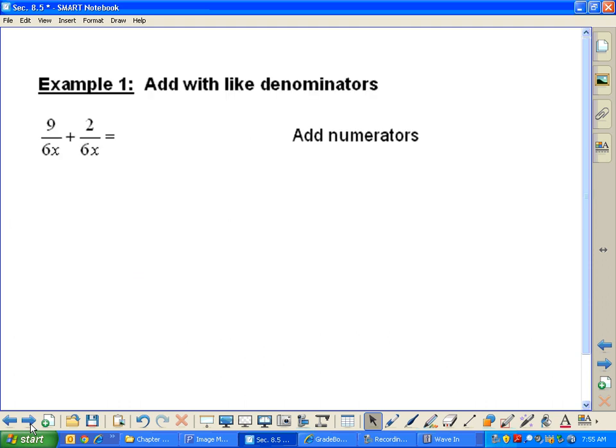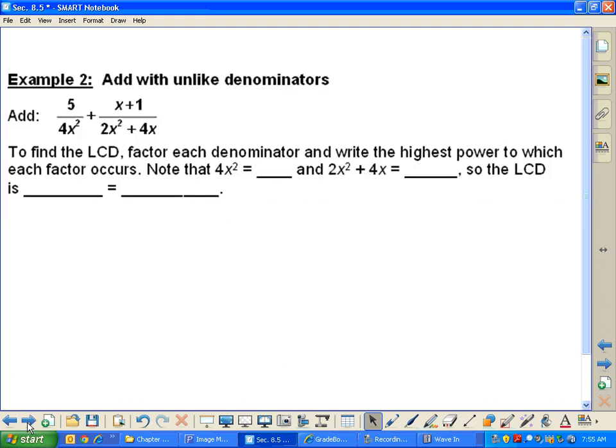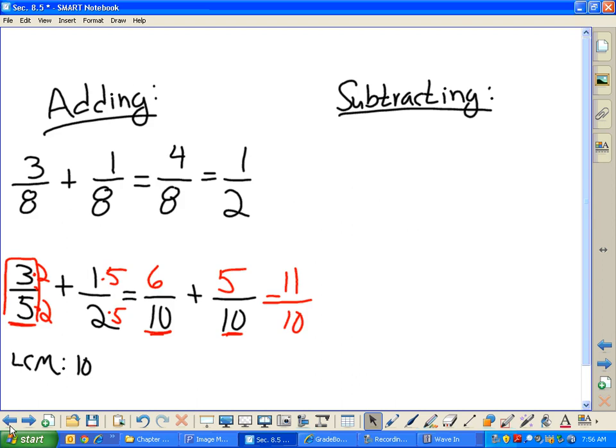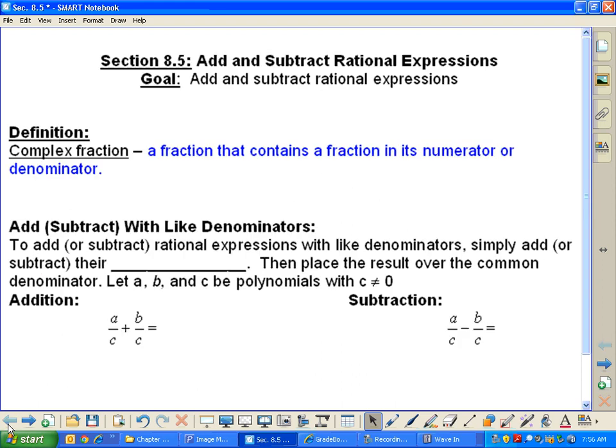So you're going to see that throughout the course of today, we start adding these things. When there's X's and A's and B's and C's and D's, we follow the exact same steps we do with numbers, even when there's letters in the problem.